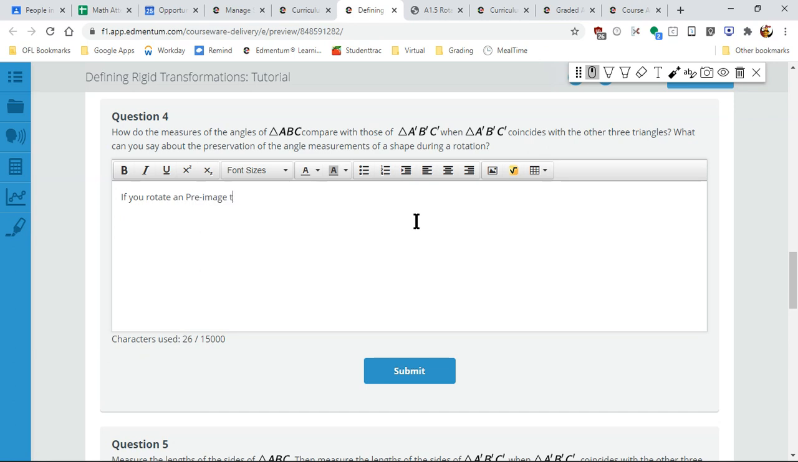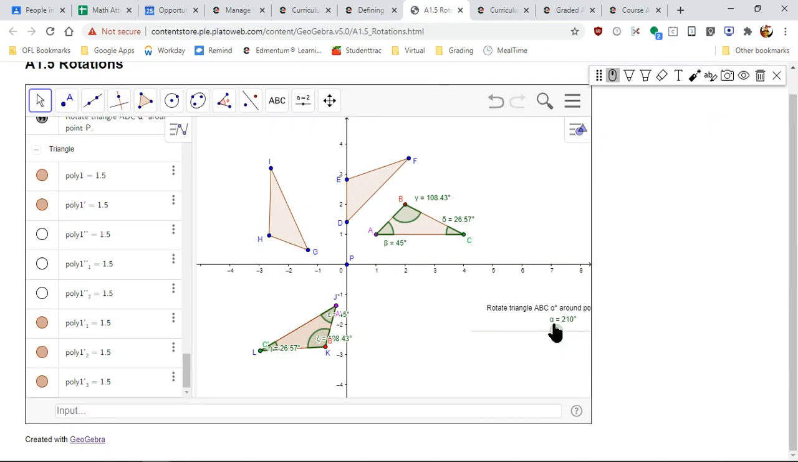When you rotate a pre-image, the angles in the image remain the same. So that's just saying that whatever you rotate, in this case our little triangle, all of our angles are going to stay the same.